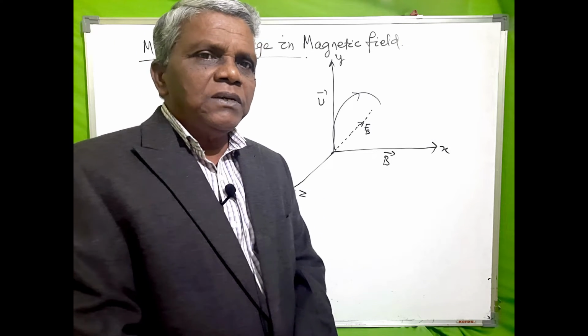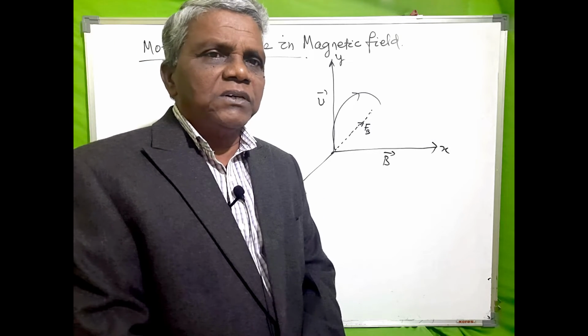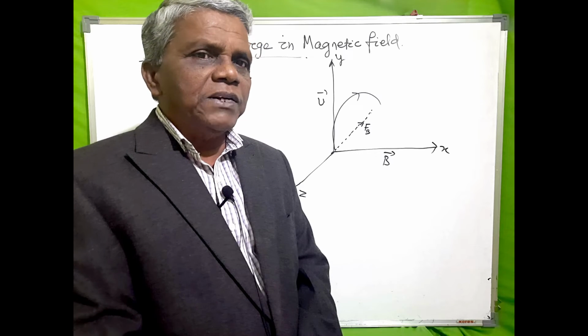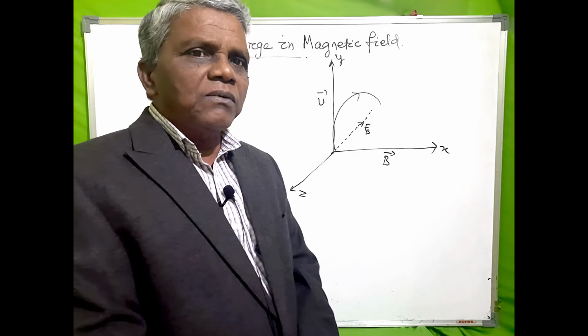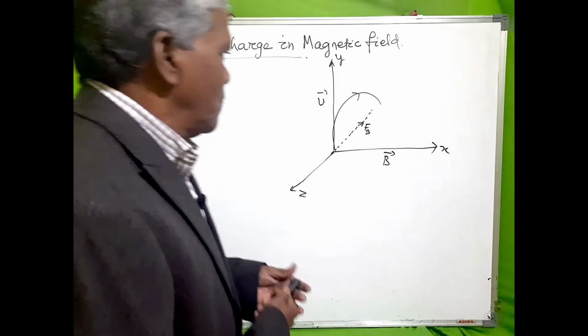Again, we know that if there is a force at right angle to motion, then such force provides the necessary centripetal force and the particle undergoes a circular motion.